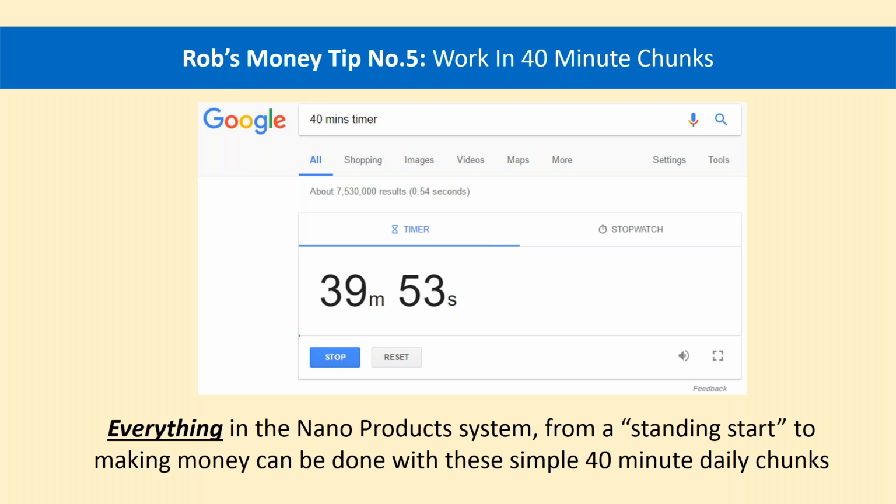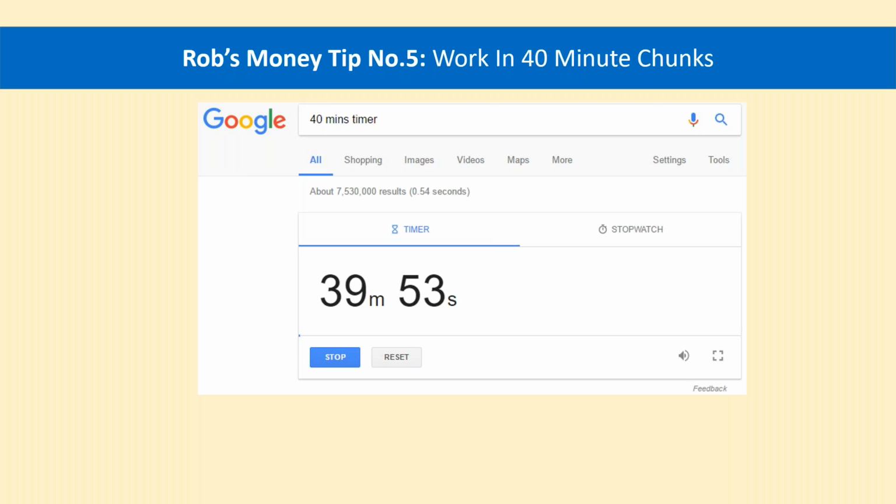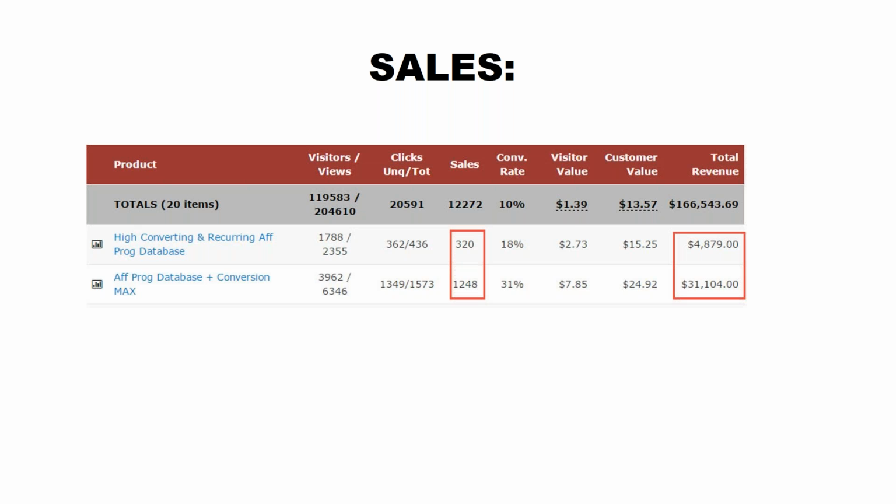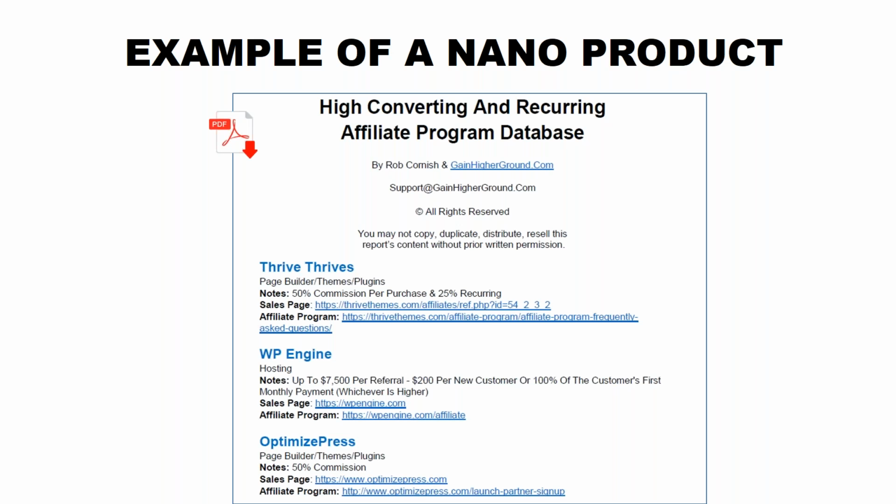So here's the important thing to remember. Everything from start to finish, A to Z, in the nano product system, from a standing start to making money, can be done with these simple 40-minute daily chunks. And if you look at this product, the one we looked at, that's what I did. I did about, I think, 30 or 40 minutes a day for about a week, and the product was done.